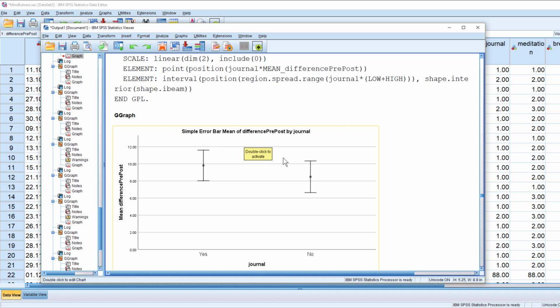And we will see this again next week when we look at analysis of variance and look at comparing more than two means.